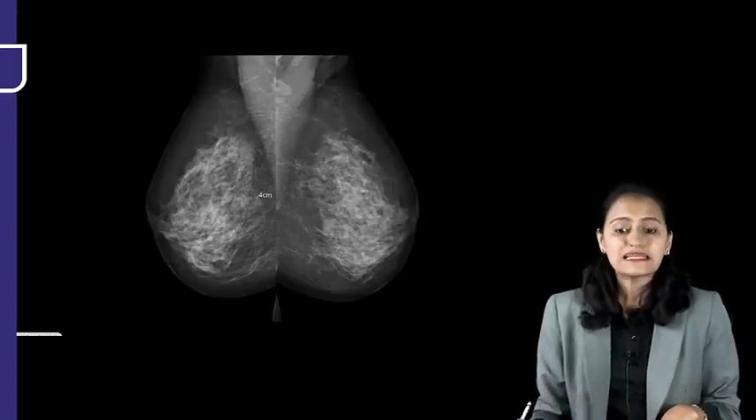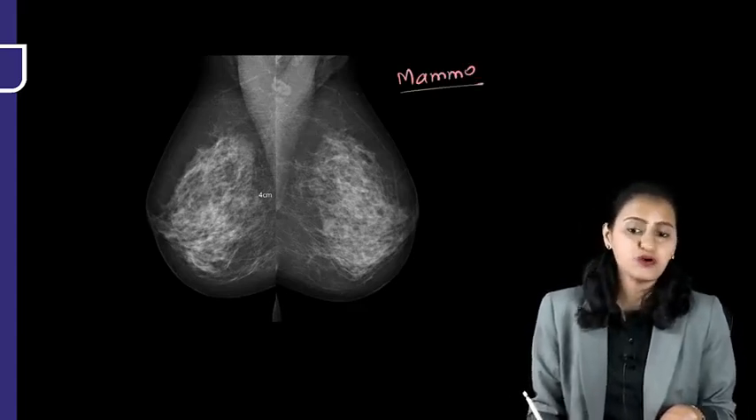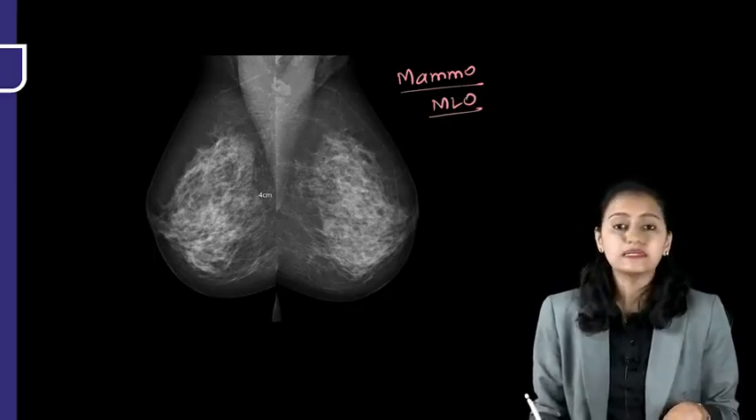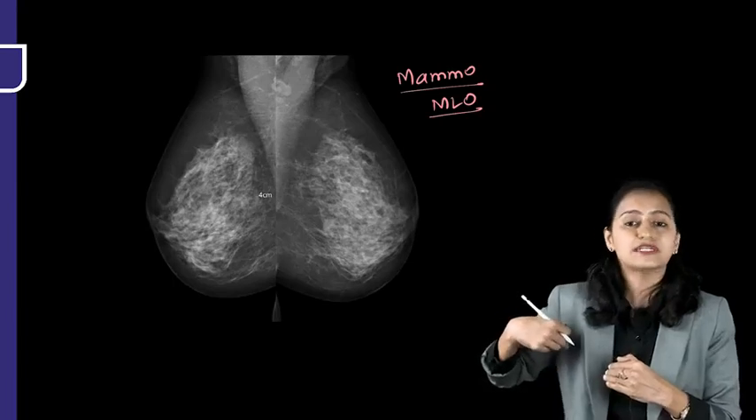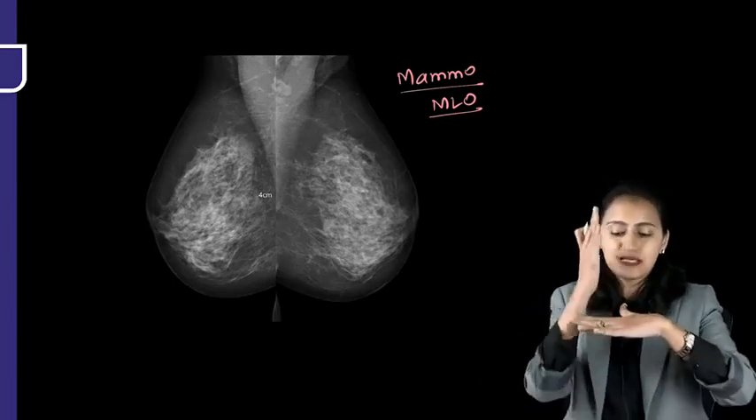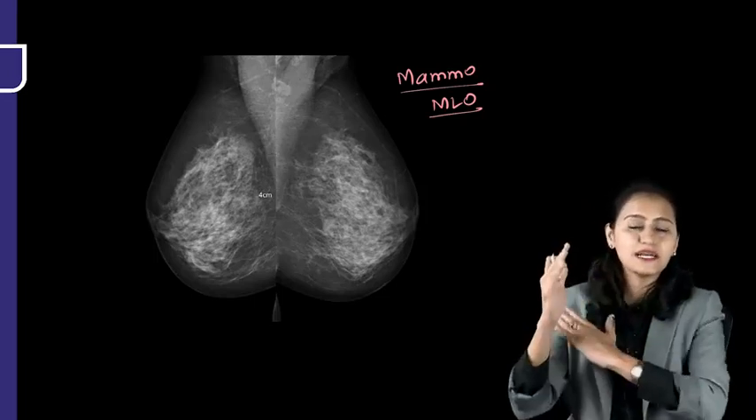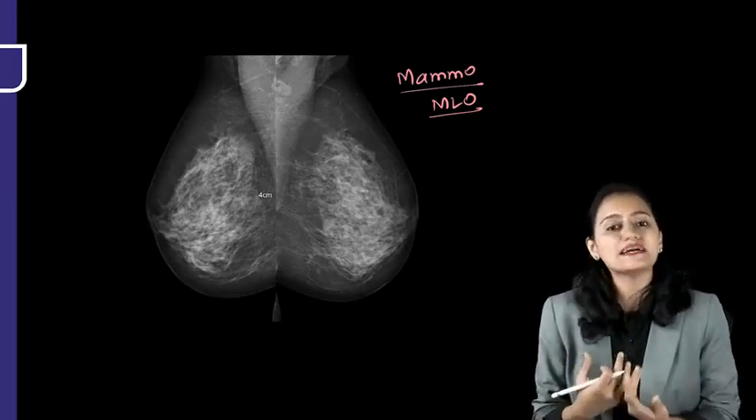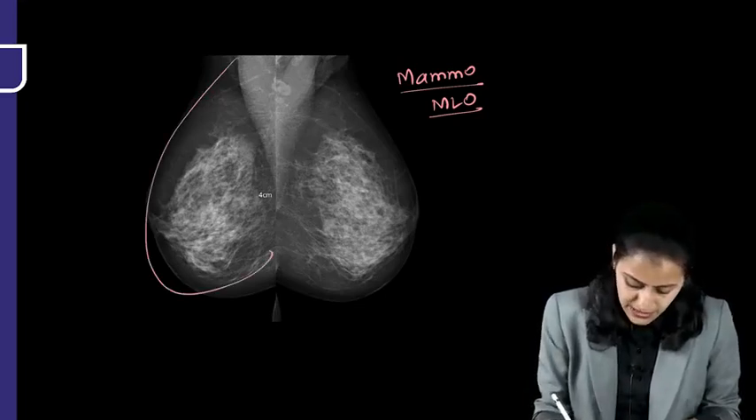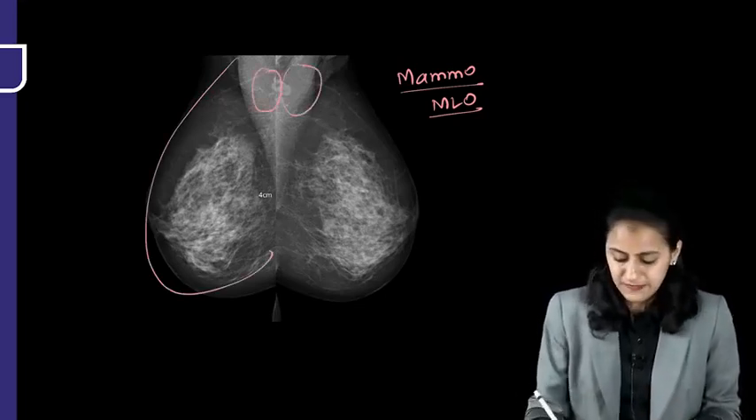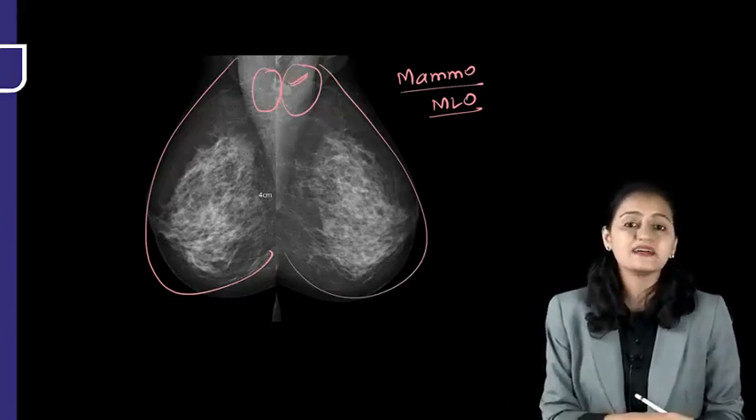Next one. What investigation is this and what view is this? This is a mammogram. What view of mammogram is this? This is the MLO view, the mediolateral oblique, because in oblique we are covering the axilla also. In mammography we have two perpendicular views: one is the craniocaudal and one is the mediolateral. We take this mediolateral a bit oblique so that we cover the axilla and we can see the axillary lymph nodes as well, right? It has more coverage as compared to the craniocaudal view. So it can help us identify the axillary lymph nodes.